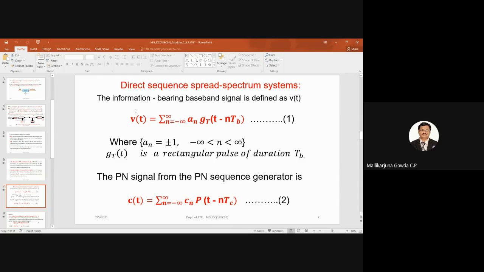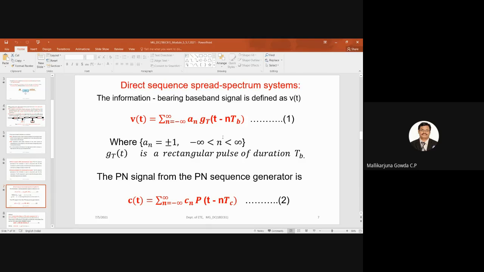The message signal. How do we express that mathematically? We express it as b(t) equal to the summation from n equal to minus infinity to infinity of a_n g_T(t minus n T_b), where a_n is the amplitude level. It may be plus or minus 1. So the value of the amplitude level we take is either plus or minus 1.